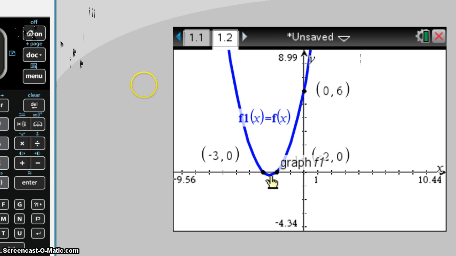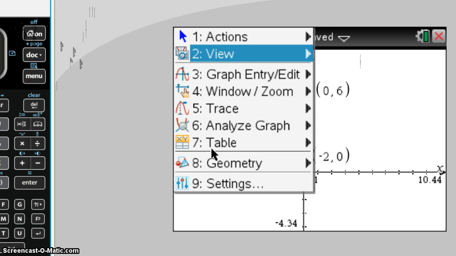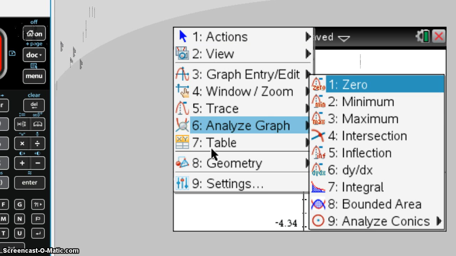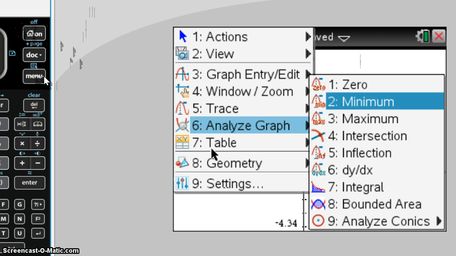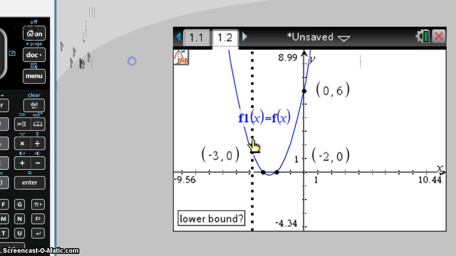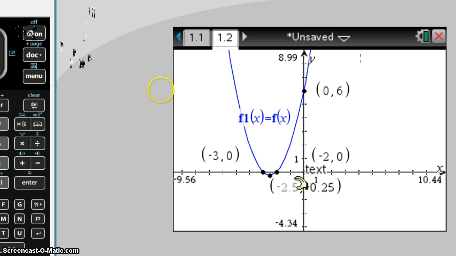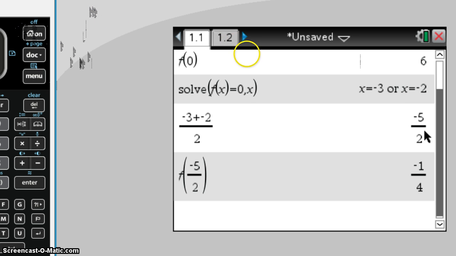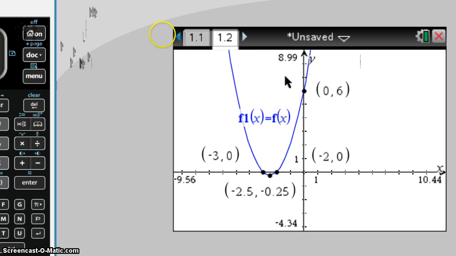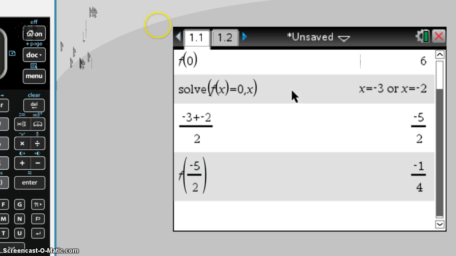The last thing I want to do is find out the minimum value, the turning point. So I can go menu 6, and then I need to find the minimum value. I could find the maximum if it was a negative graph, but this one's a minimum. Again, I do the lower bound and the upper bound, and I get my values of -2.5 and -0.25. Now, on your calculator page, it will tell you the exact answers, -5 on 2 and -1/4. On the graph page, these still are exact answers, but these are decimals, whereas on your calculator page, it will probably tell you fractions.